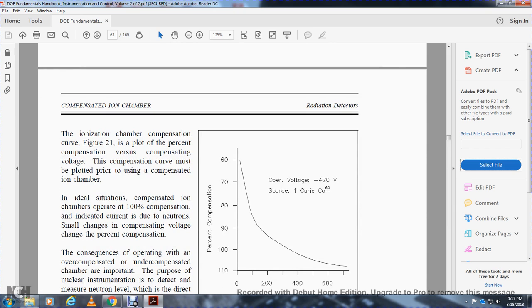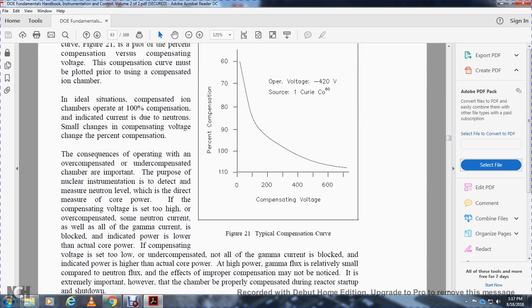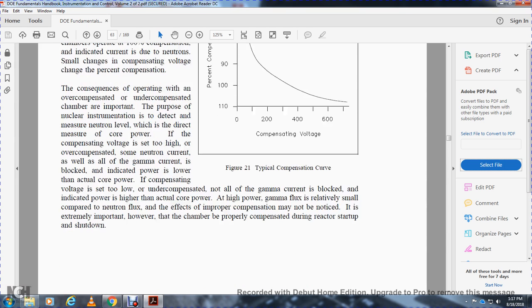Figure 21 is a plot of percent compensation versus compensating voltage for a compensated ion chamber. The compensation curve shows the ability to apply the compensating voltage. In the ideal situation, 100% compensation indicates the current is due to neutrons only. Percent compensation values run from 110, 100, 90, 80, 70, 60, and compensating voltage from 100, 200, 300, 400, 600. Operating voltage is negative 420 volts. Source of 1 Curie cobalt-60.